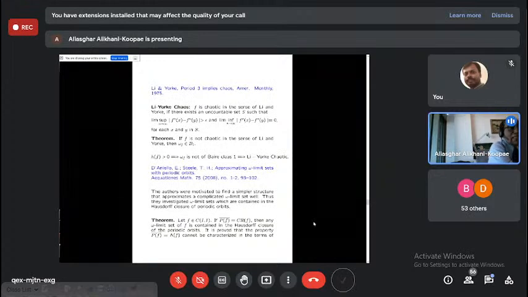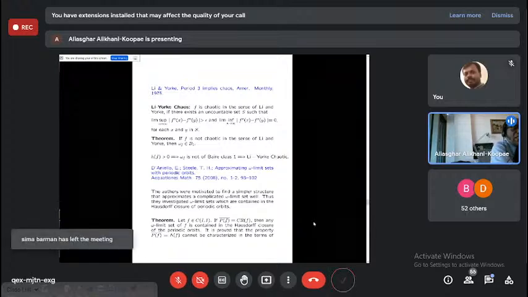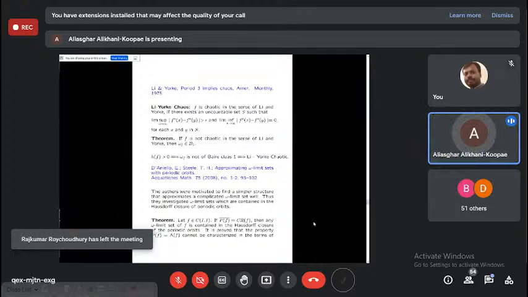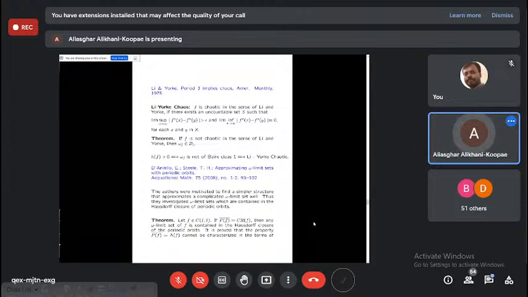And Li and Yorke, in their paper "Period 3 implies chaos," introduced their kind of chaos. f is chaotic in the sense of Li and Yorke if there exists an uncountable set S such that the limit sup of |f^n(x) minus f^n(y)| is greater than epsilon, and the limit inf of |f^n(x) minus f^n(y)| as n goes to infinity is equal to 0, for x and y in S. If there are only 2 points in S, that does not make it uncountable. But the original definition says if there is an uncountable set satisfying these two conditions, then f is called chaotic.